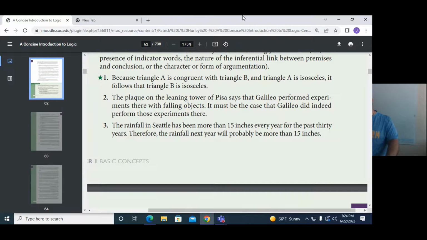So what type of inductive argument is number 3? Pause to consider. That's right. It's argument based on prediction, right? That the past will conform to the future.